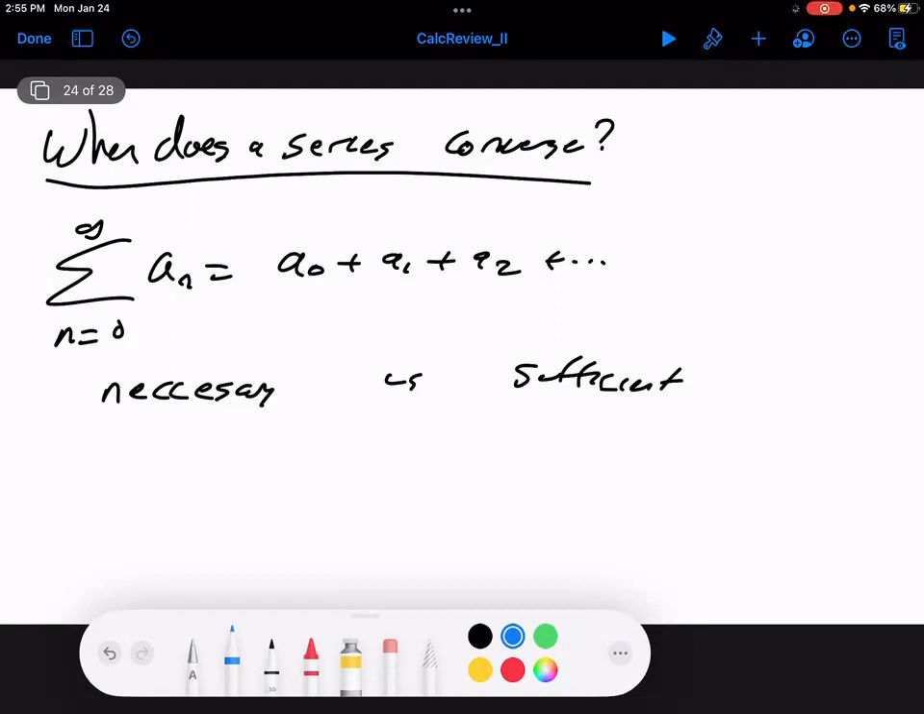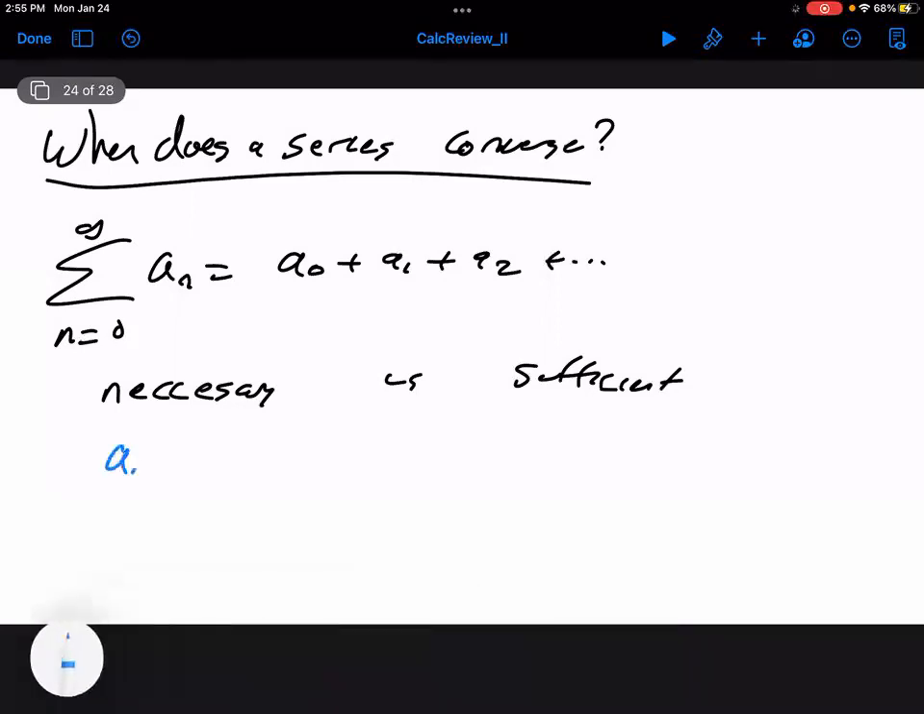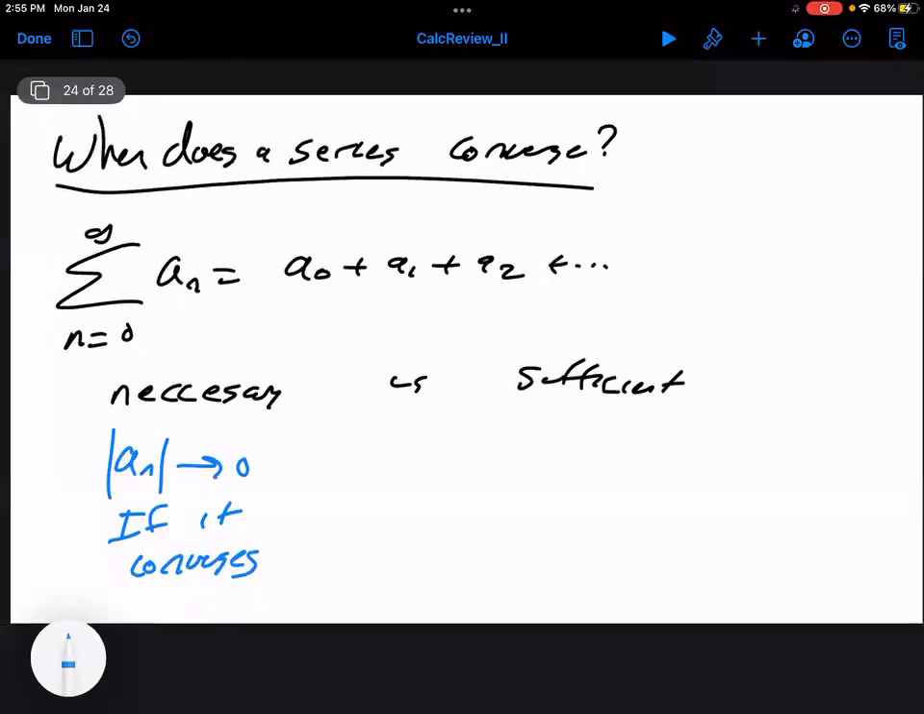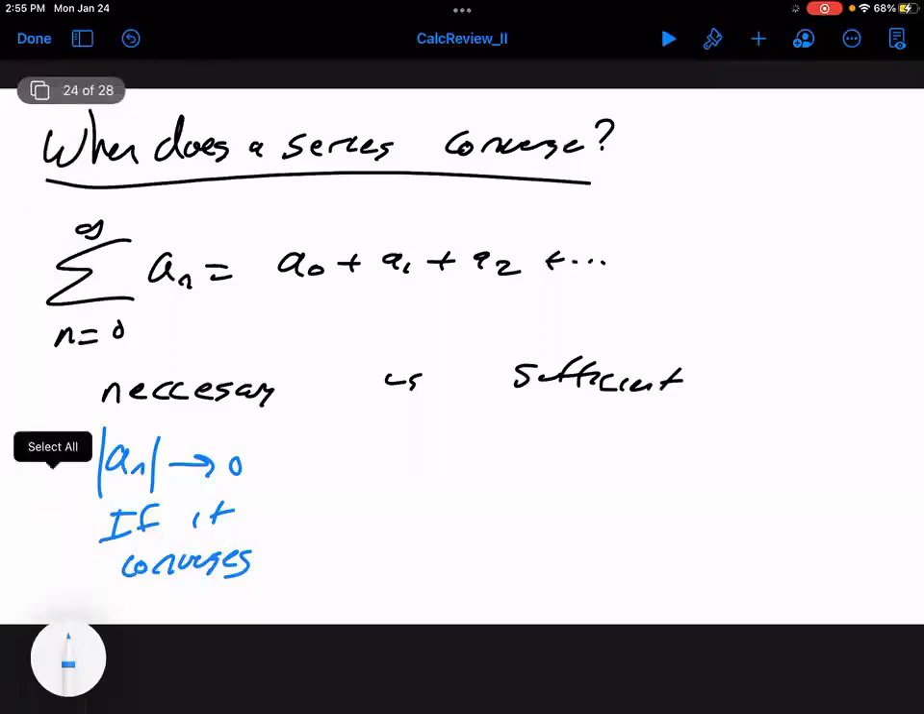For example, it's necessary that the terms a_n tend to 0 in absolute value if the series converges. If the terms don't tend to 0, it can't converge because it's going to go all over the place. It turns out it's not sufficient. So a_n going to 0 is not sufficient.